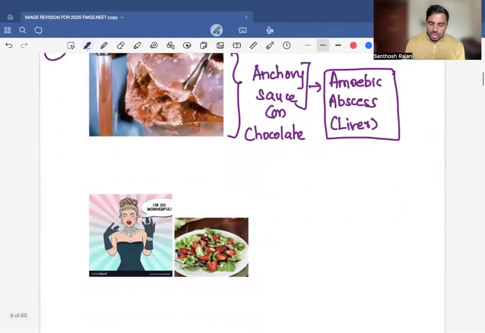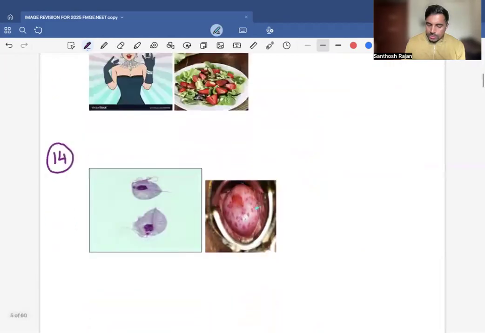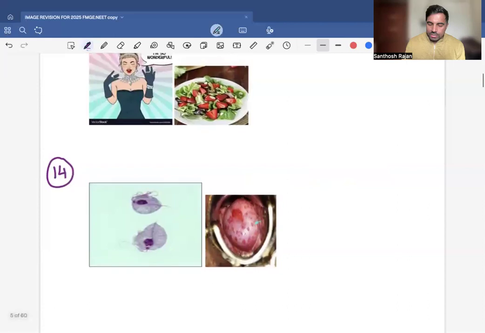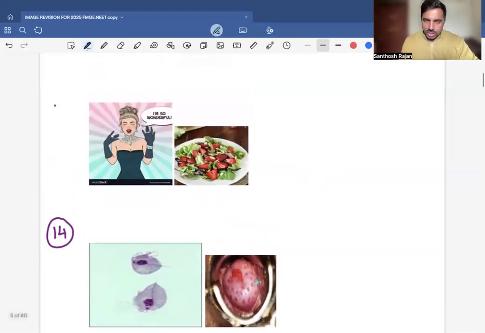Then we are going to the 14th image. Why did I put some crazy picture here? Very simple to know. You have this, and we also have Giardia, so you have to be very careful about two things. I think you must have guessed it because I put a strawberry vagina. Even if you forgot, the clue is here: Trichomonas vaginalis, of course. So remember this girl Trisha, Tri.